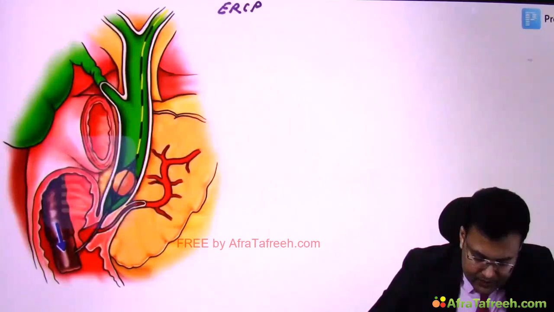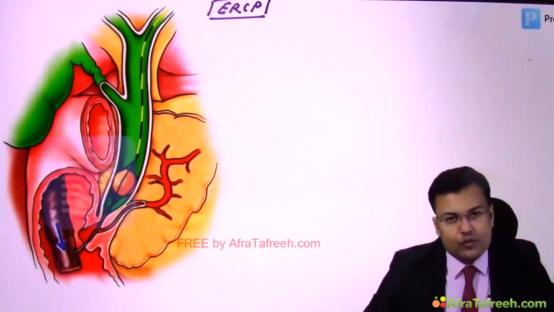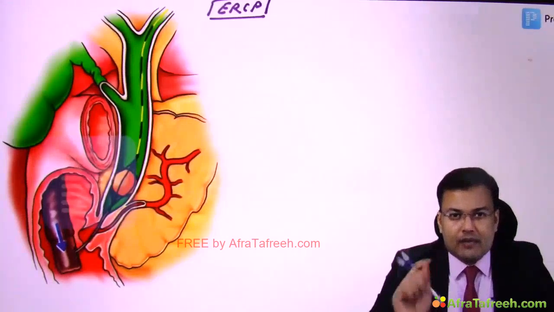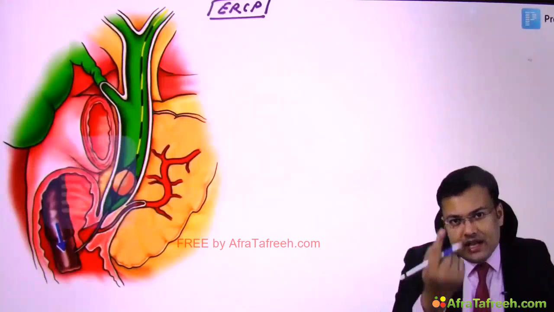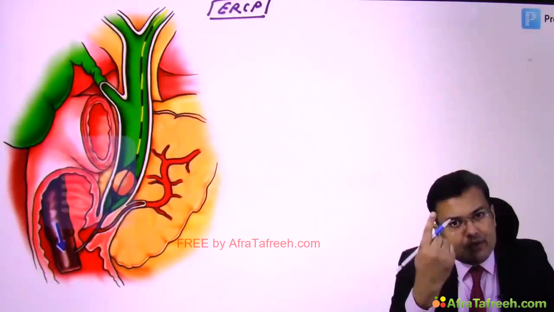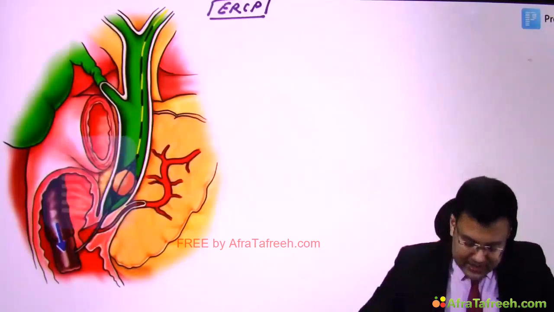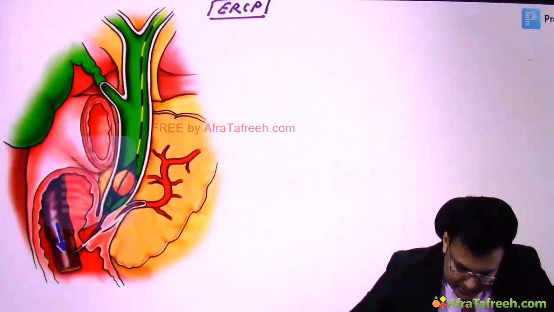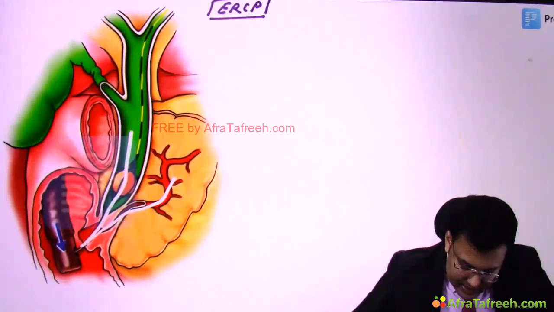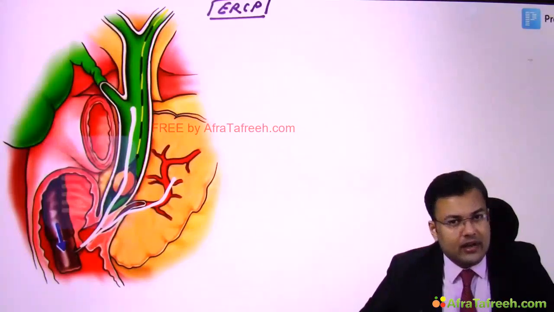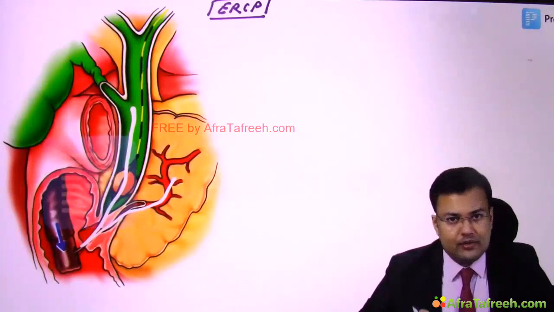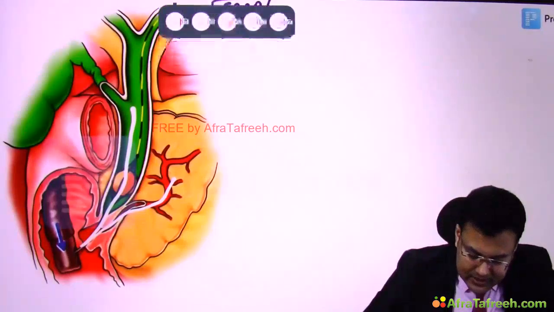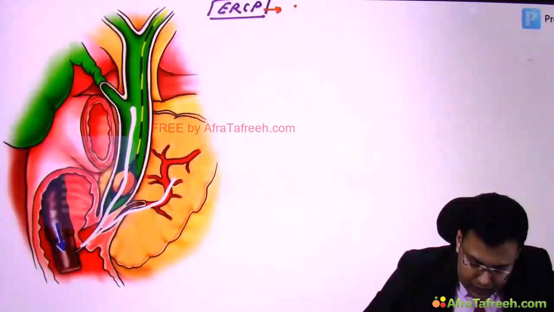And what is the full form of ERCP? It's endoscopic retrograde cholangiopancreatography. So with the help of an endoscope, I'm going to inject the dye from below. This is retrograde. And where exactly are you going to inject the dye? You are going to inject the dye into the pancreatic duct and into the bile duct. We discussed that it is both diagnostic and therapeutic.